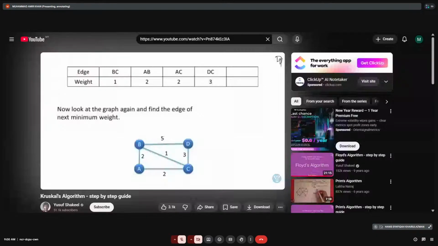And then last but not least, next is 5, which is BD.